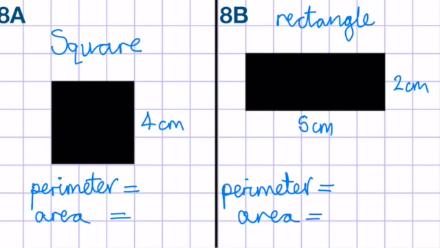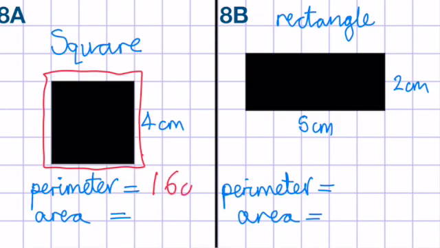Okay, for the square, the perimeter is the distance around the shape. Now a square, all the sides are the same, and one side is 4, so it's 4 times 4. 4, 4, 4, 4, which is 16 centimetres. Now area, you multiply the length by the width. So the length is 4 and the width is 4, so the area is the same, but it's square centimetres, so you put a little 2 there.